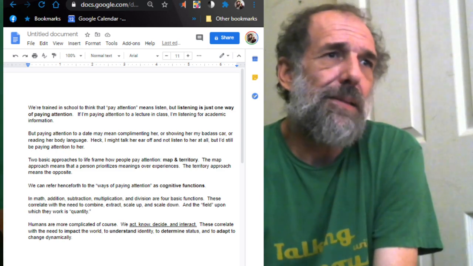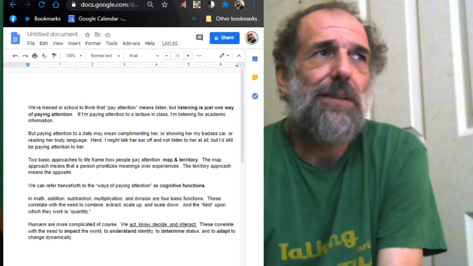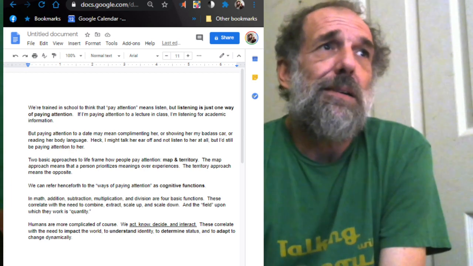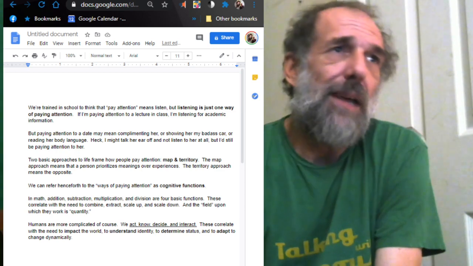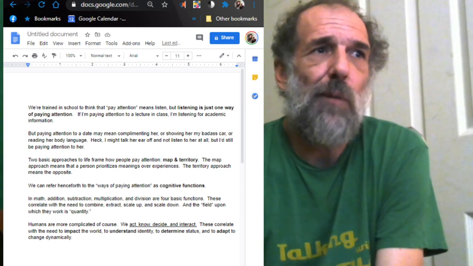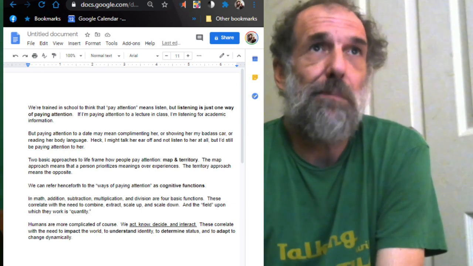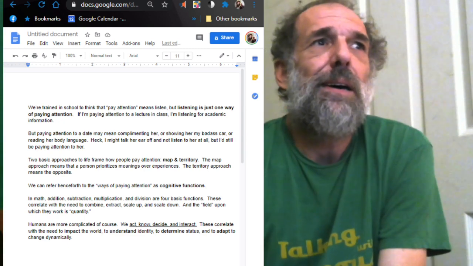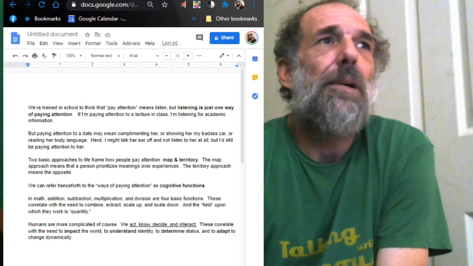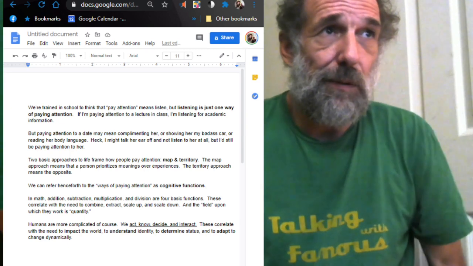So in math, addition, subtraction, multiplication, and division are four basic functions. These correlate with the need to combine, extract, scale up, and scale down. And the field upon which they work is quantity. We need to combine quantities, extract quantities from others, scale up this process, and scale it down. So that's what those functions correspond to.